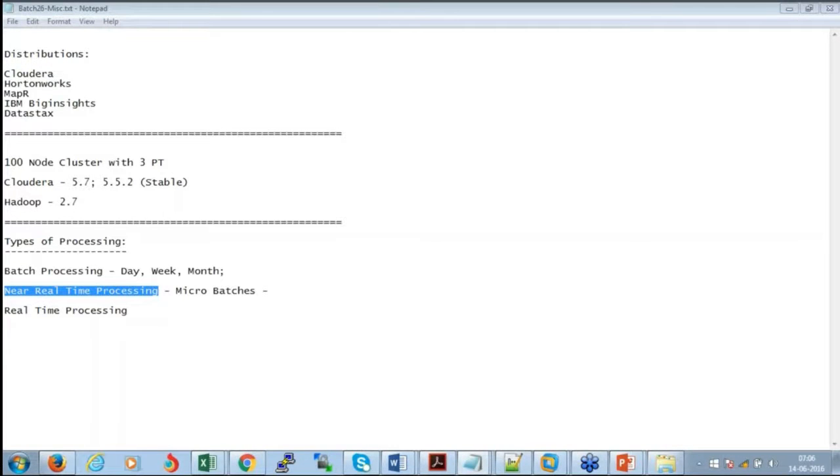And there is a question here. Hadoop is not good in processing small data. So how good is Hadoop in real-time processing? Can you give an example?